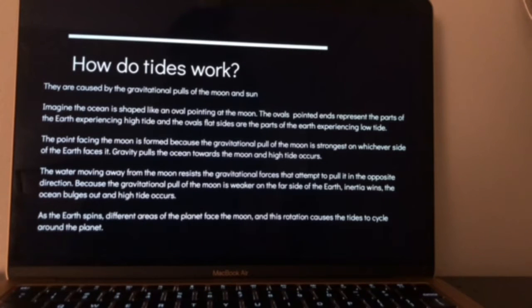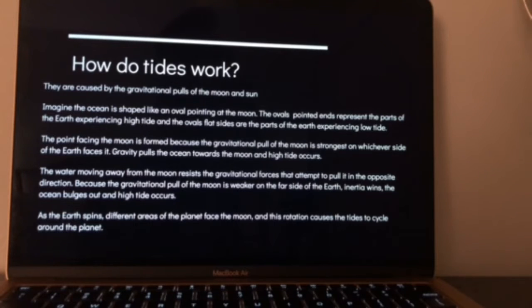So imagine the ocean is shaped like an oval pointing at the moon. The oval's pointed ends represent the parts of the earth experiencing high tides, and the oval's flat sides are the parts of the earth experiencing low tides. The point facing the moon is formed because the gravitational pull of the moon is strongest on whichever side of the earth faces it. Gravity pulls the ocean towards the moon and high tides occur.